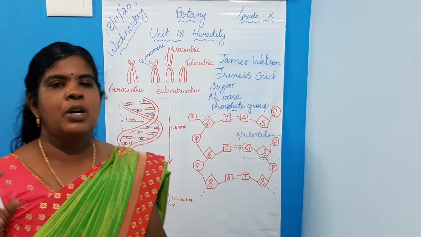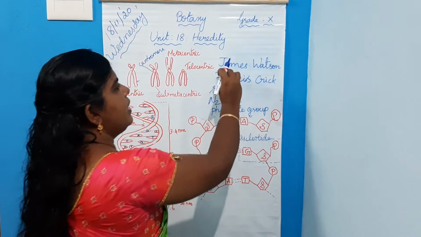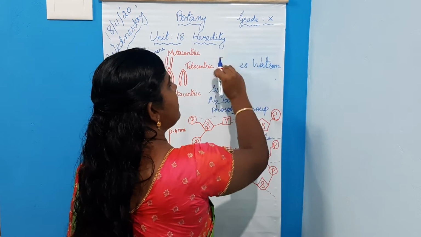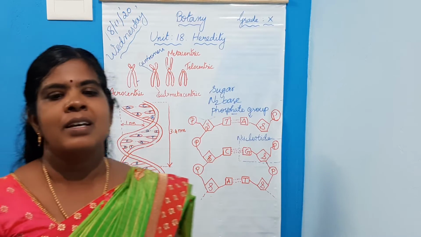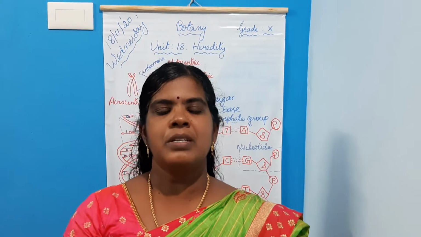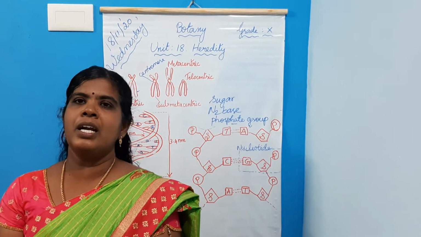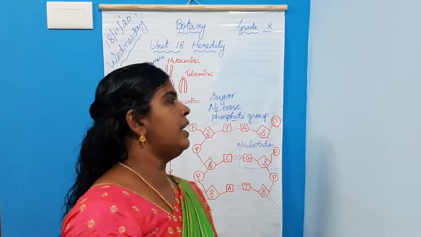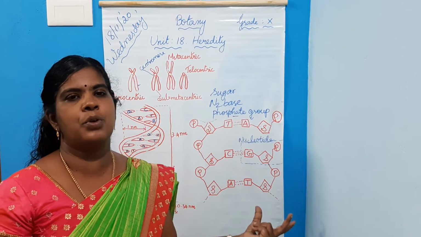So the model of DNA was proposed by James Watson and Francis Crick based on the X-ray diffraction studies made by Franklin, Wilkins and Morris and the other scientists, namely this Wilkins and Morris Wilkins, isn't it? Now, for their discoveries, they were awarded the Nobel Prize. The DNA is a polynucleotide chain, consisting of millions of nucleotides.